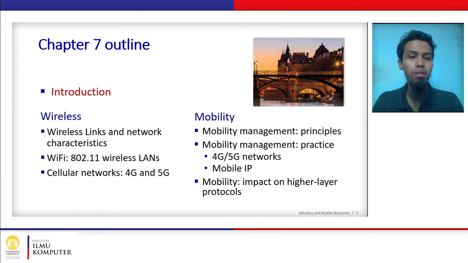And then we talk in detail about two examples of wireless technologies. The first one is Wi-Fi or the 802.11 standards, and the other one is cellular networks, which is 4G and 5G. We will also talk about the evolution from 2G, from GSM, to 3G and up to 4G, and let's say in the future with 5G. All right, and then in mobility, we will only talk about the mobility management principles because it is really too much if we want to cover all.